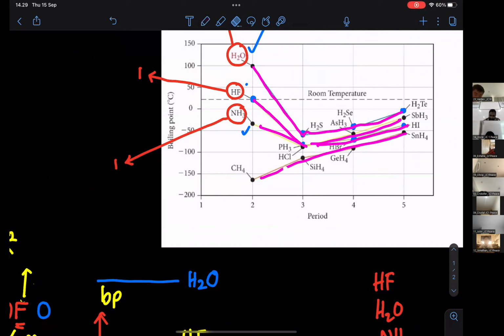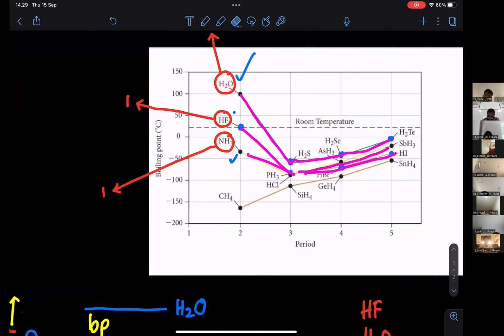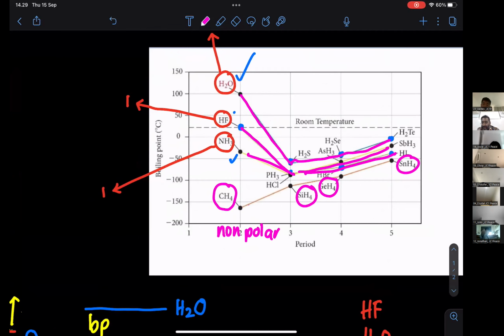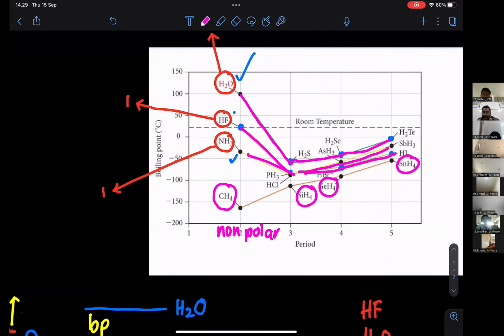Can you tell me why? Walders, why do they keep on going up? To be honest, I'm not too sure. Is CH4 polar or non-polar? Non-polar. All these are non-polar, and we know the size is getting bigger and bigger. I told you when the size gets bigger, the electron attraction is stronger for intermolecular forces, so it is understood why it's going up.